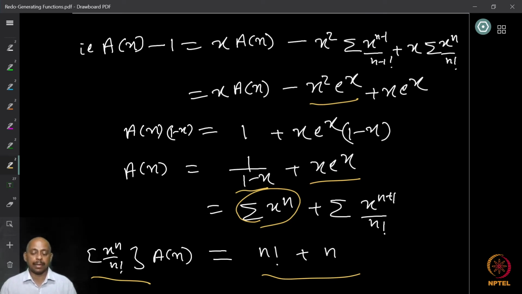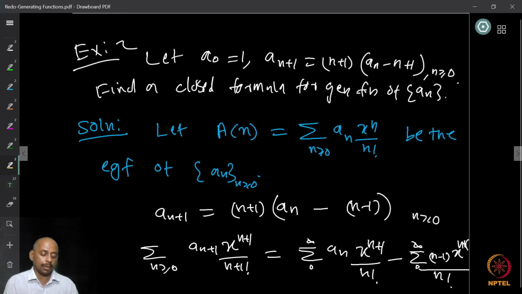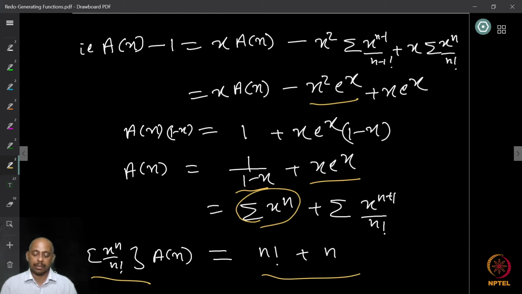That is the claim. If you want, you can go back and verify whether it is true for the values. I will not go into the verification part, you can do it. So this is how we can use the exponential generating function to deal with things. The calculations are exactly the same. The only difference is that instead of looking at summation f n x raised to n, we are looking at summation f n x raised to n by n factorial.